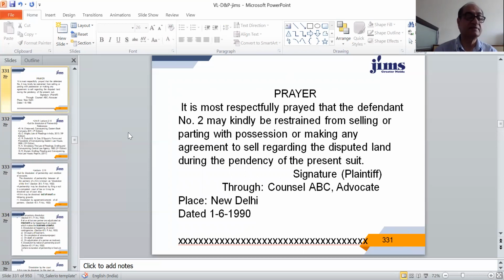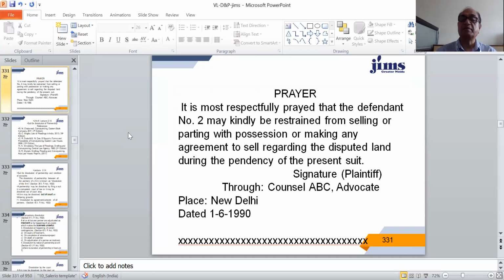Now the final prayer is that it is most respectfully prayed that defendant number 2 may kindly be restrained from selling or parting with possession or making any agreement to sell regarding the disputed land during the pendency of the present suit. So this is the final prayer.